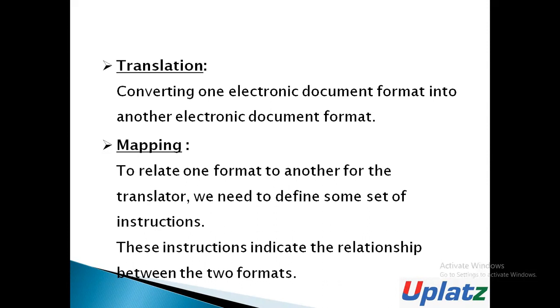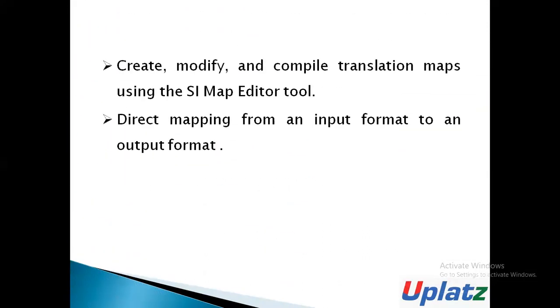So based upon the MRS documents, nothing but the mapping requirement specification we receive from the partner, we will transform it. That is what the mapping is. To relate one format to another for the translation, we need to define some set of instructions. While doing mapping, we have instructions, some procedure or rules, and using that only we will create it. These instructions can be in different formats.